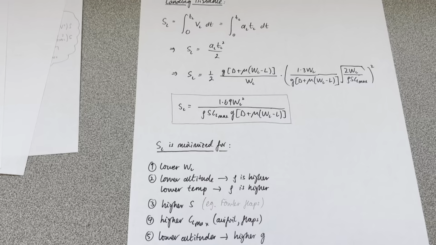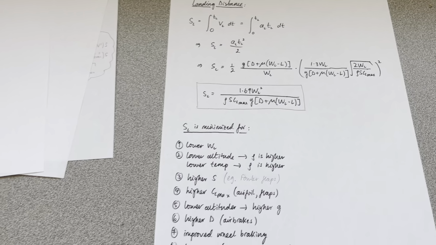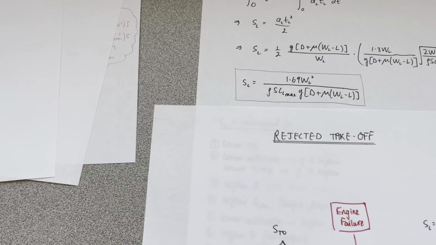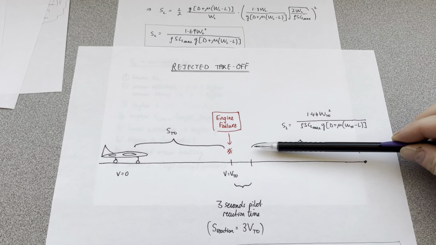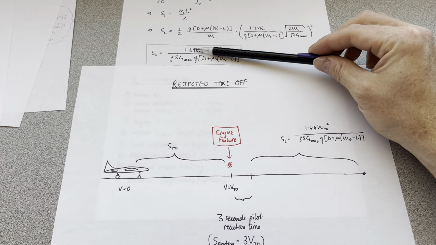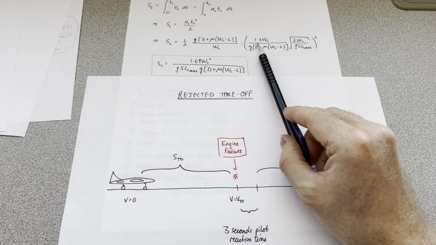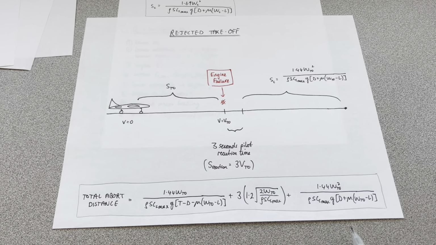So in the second video, we derived this expression for the landing distance. All we've done is just modified it for our assumption that we're at 1.2 times the stall speed at this instance right here instead. So replaced 1.3 W_L here with 1.2 W_TO to get this.